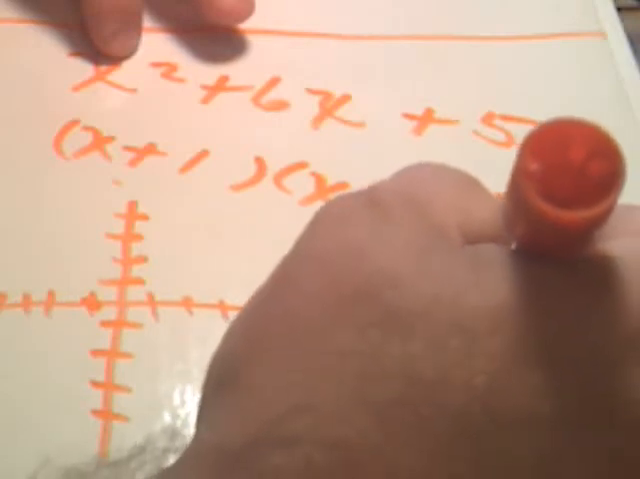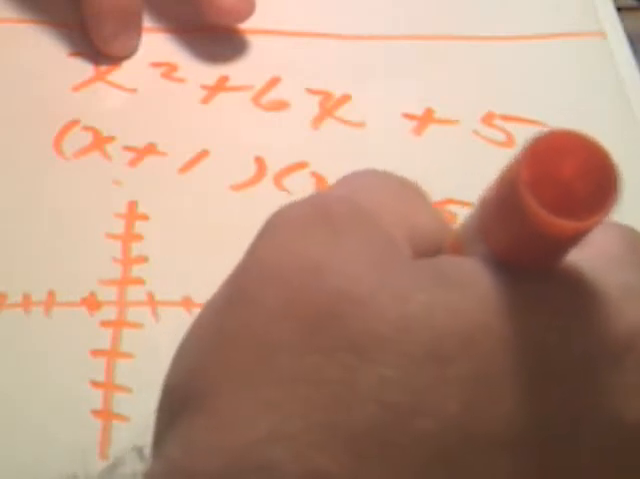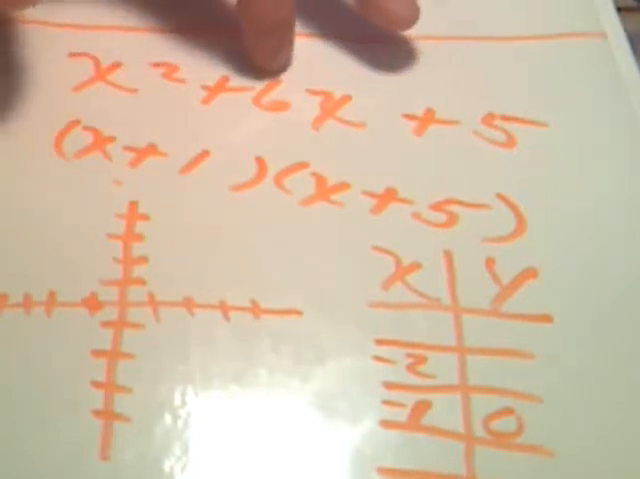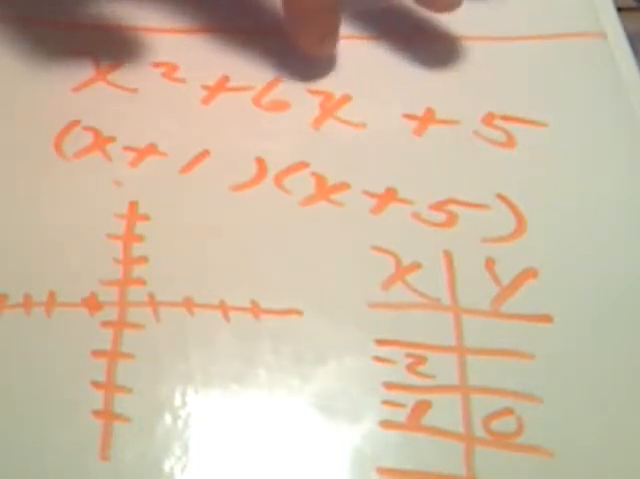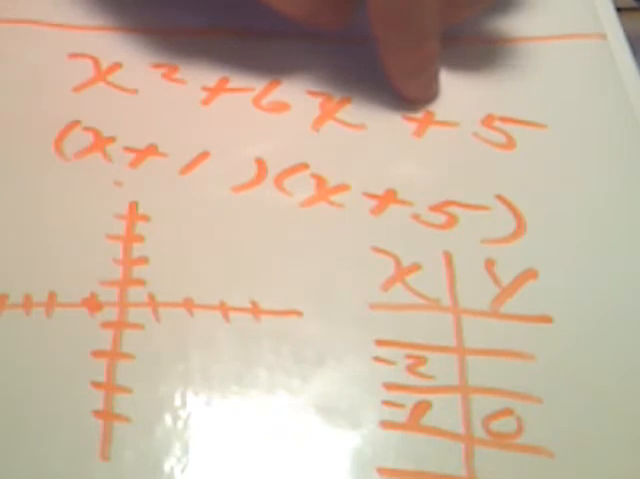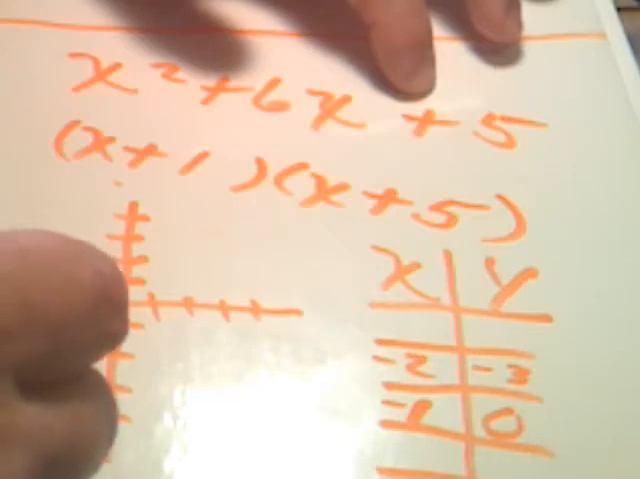So let's do -2. So when we substitute -2 in, -2 squared is 4, plus 6 times -2, which is -12. So we got -12 plus 4, which is -8, plus 5. -8 plus 5 gives us -3. Correct? So our second point is -2, -3. So we got -2, -3.